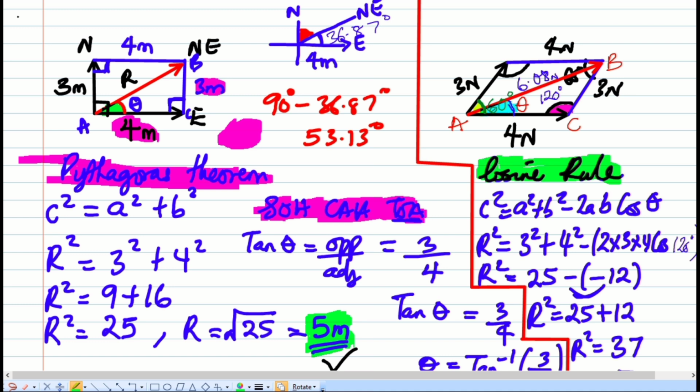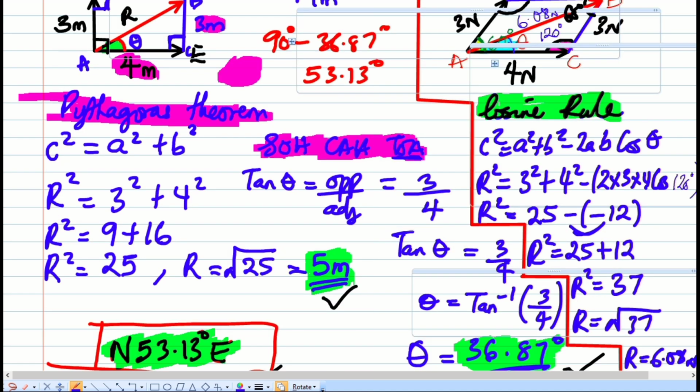So to find that angle theta now, you see that we can use the sine rule. We can use the sine rule because we have a complete pair, which is the resultant 6.08 Newton and the angle 120 degrees. And then we're looking for this angle that's opposite the side, 3 Newton. So let's go ahead and do that.